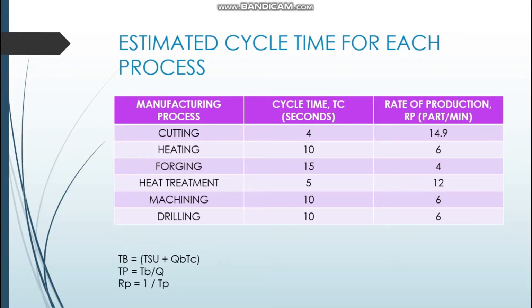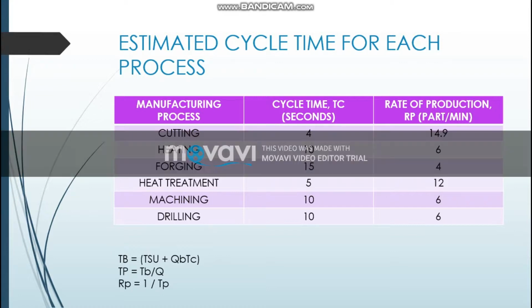To calculate the rate of production, we first have to find the time taken to make one batch, which is the setup time plus the batch size times the cycle time. Next, we find the time taken to make one part, which is TB, the time taken to make one batch, divided by the batch size. And lastly, the rate of production is found by inverting the time taken for each part.